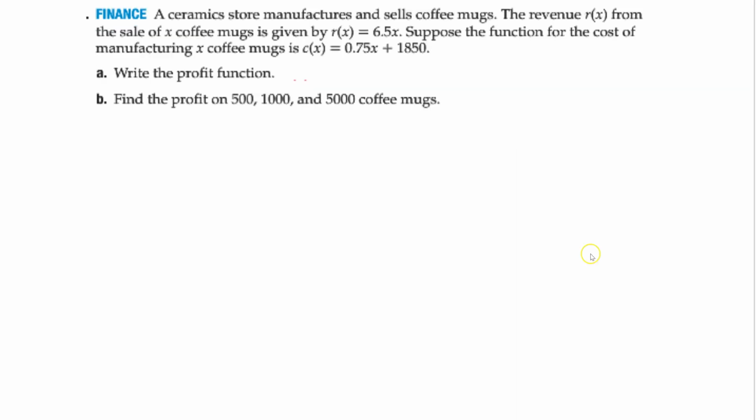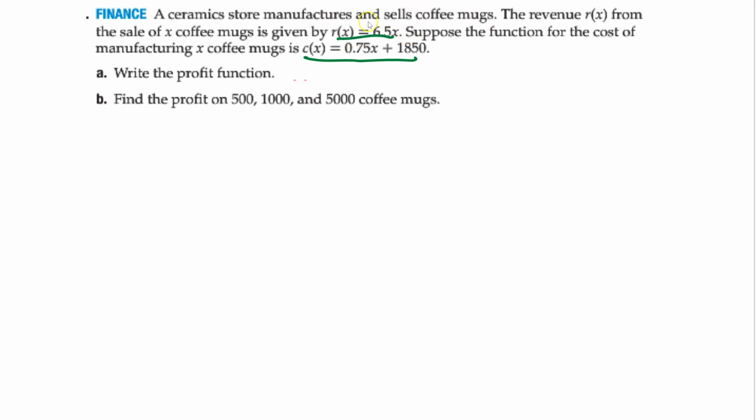We do the same thing with the example real quick. Application problem. A ceramic store manufactures and sells coffee mugs. The revenue from a sale of coffee mugs is given by R(x) equals 6.5x. Suppose the function of the cost of manufacturing mugs is this. So they give you revenue and cost.